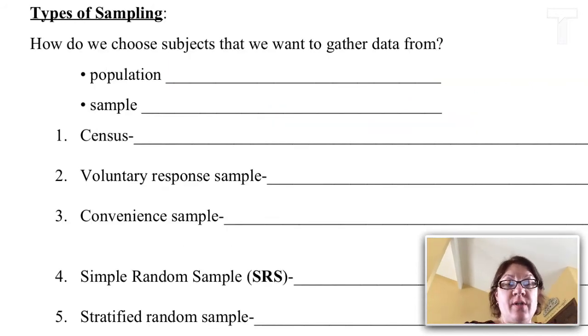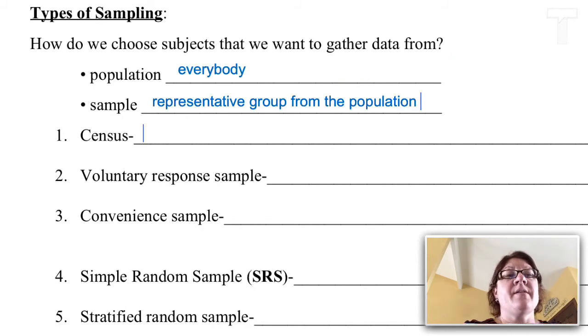So how do we choose the subjects that we want to gather data from? Well, we have some different ways. Number one, the population, of course, is everybody. But it's very difficult to get everybody, so usually we have to take a sample. And a sample is nothing more than a representative group from the population.